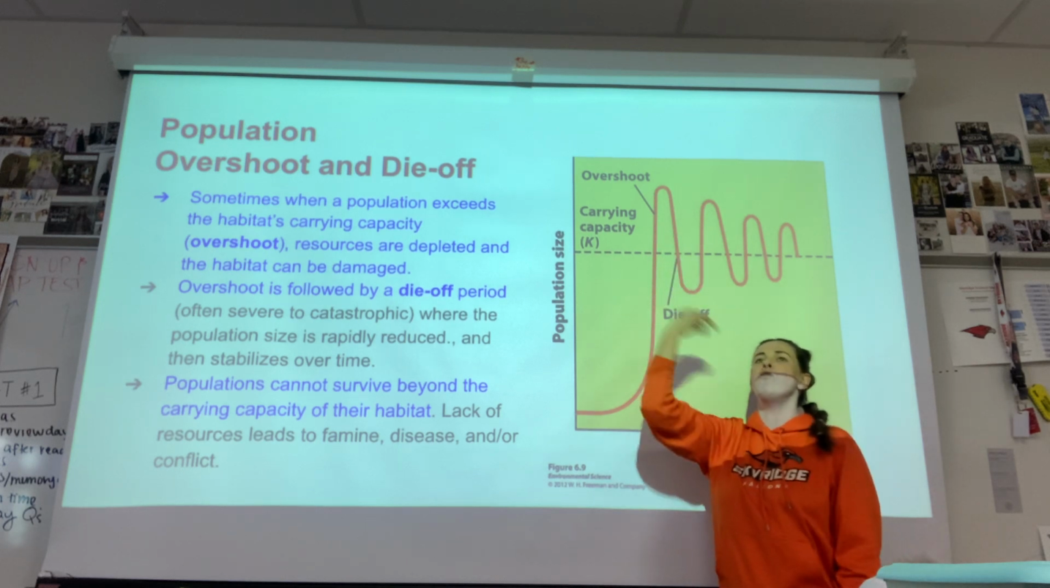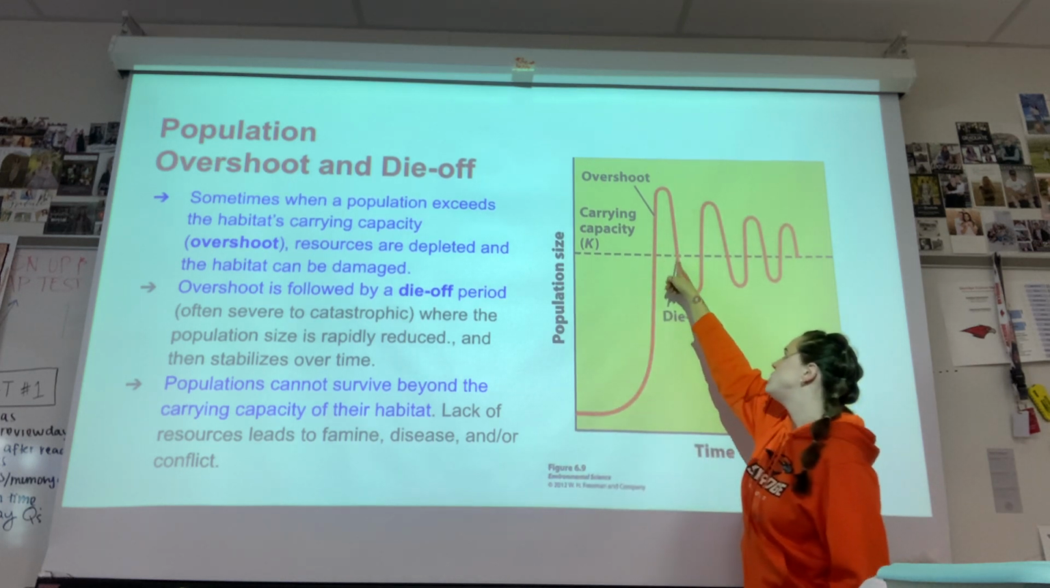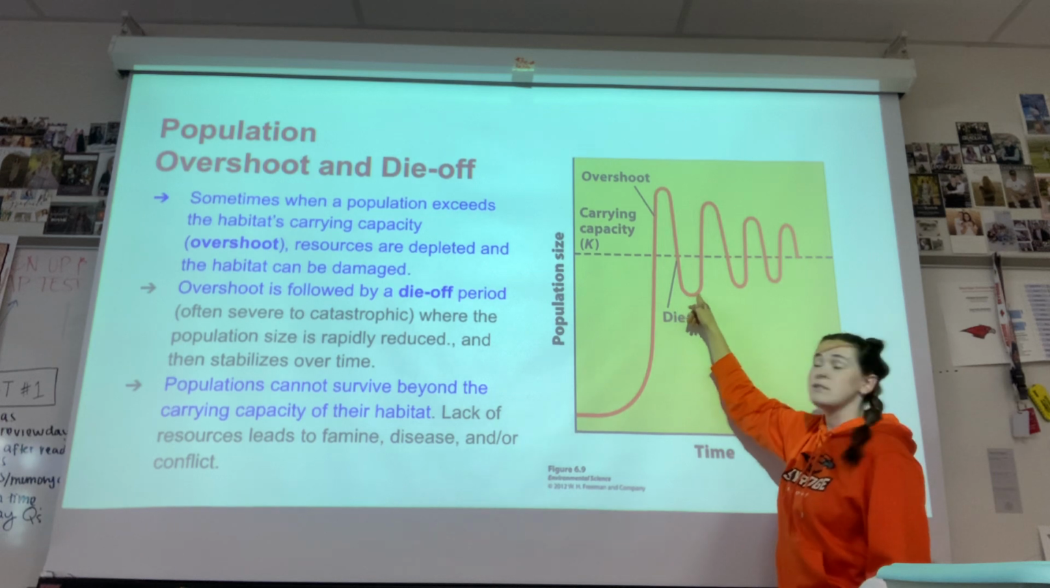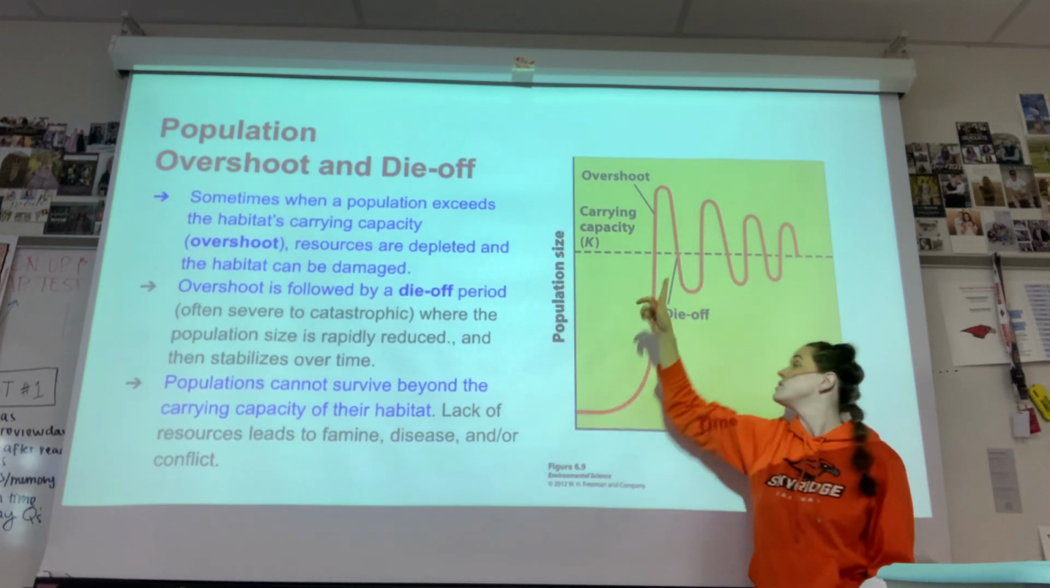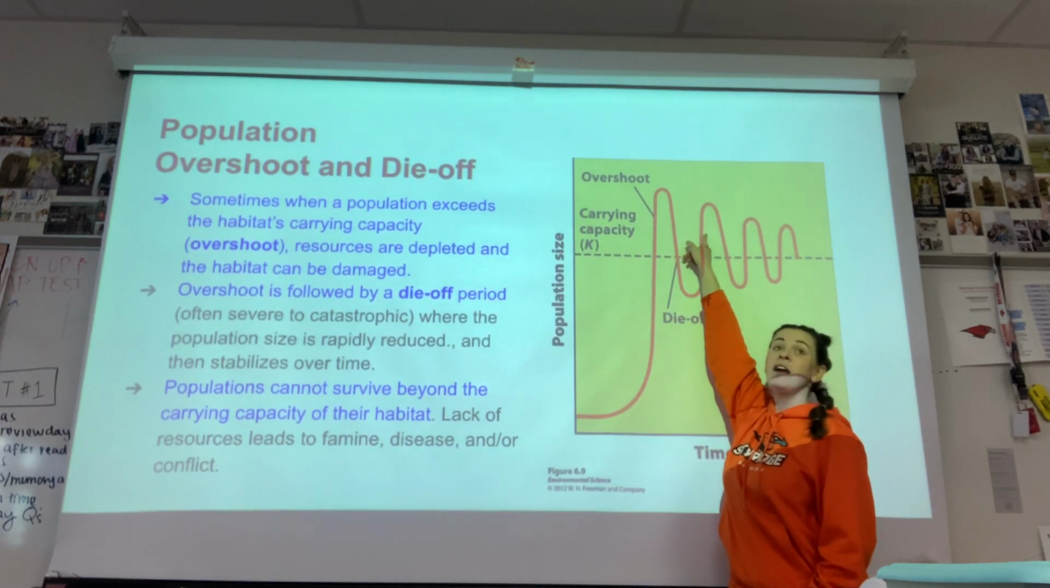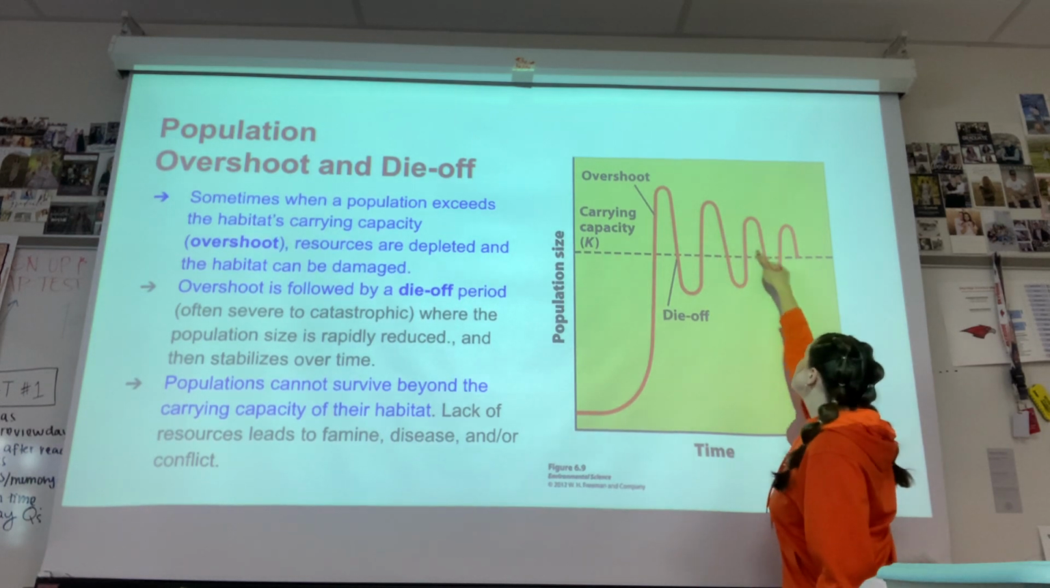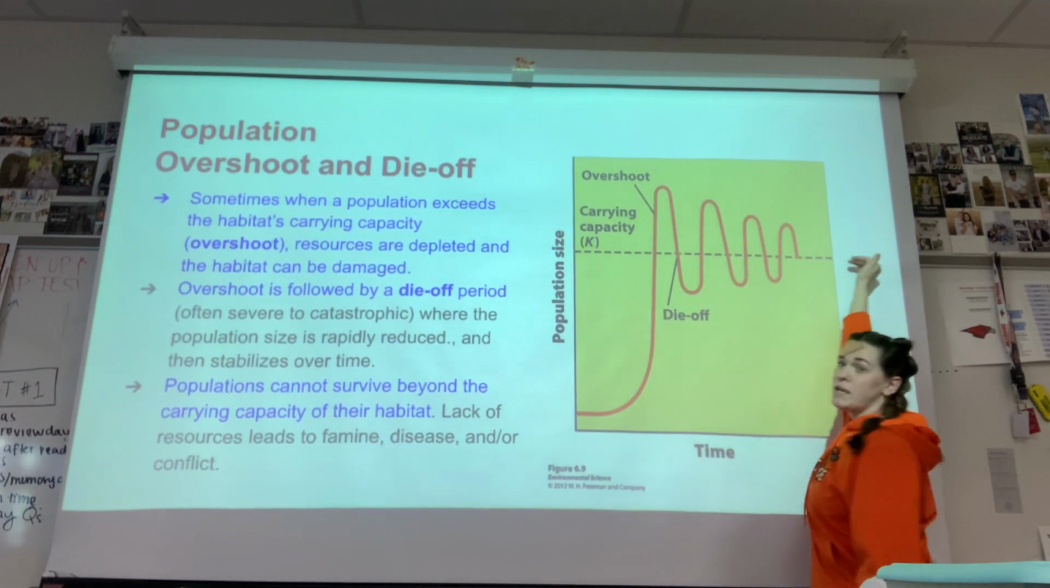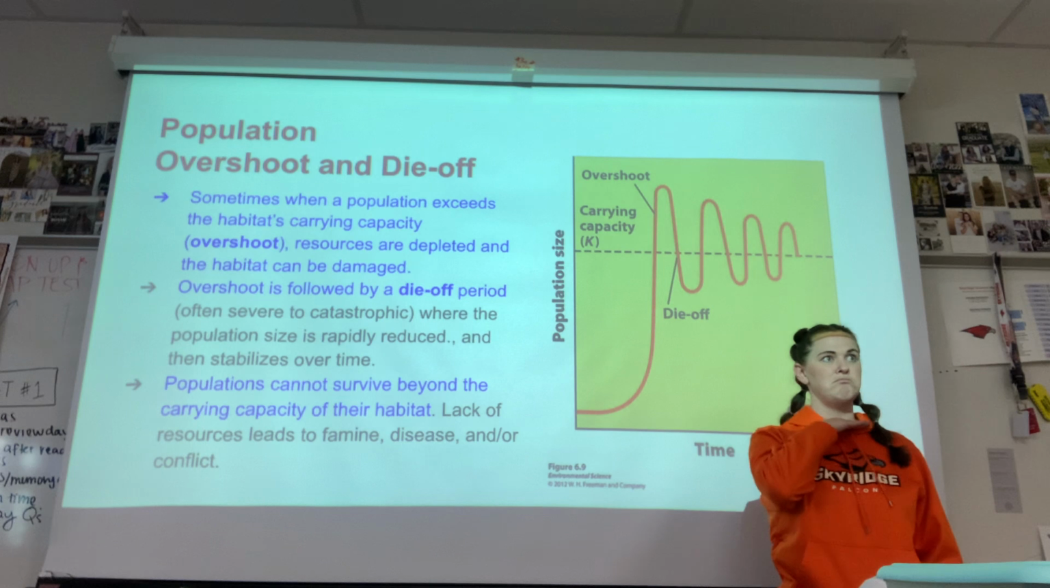Eventually, they're going to overshoot the die-off period. They're going to go too low, and then there's going to be more resources than individuals. So they're going to grow again and go too far, and then they're going to go down, and eventually it's going to oscillate and go into a stable population.